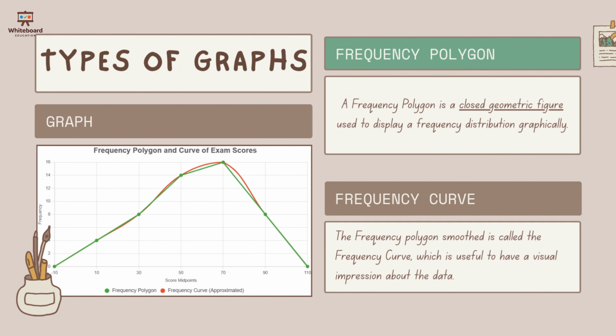Next is frequency polygon and frequency curve. A frequency polygon is a closed geometric figure used to display a frequency distribution graphically. To make the frequency polygon, we calculate the midpoints of the class boundaries and mark the midpoint values on the x-axis and the frequencies on the y-axis. Then we mark the midpoints with the corresponding frequencies on the graph using a dot and then connect all the dots to make a frequency polygon. And frequency curve is simply a smooth version of the frequency polygon, which is useful to have a visual impression about the data. Lastly, we have scatter plot.